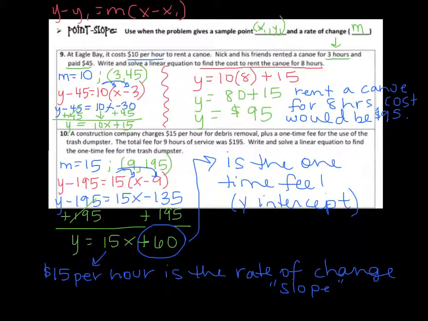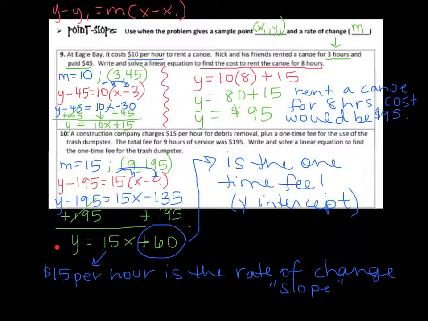So I filled in my values. I have y minus 195 equals 15 times x minus 9. Then I went ahead and I distributed my 15, and that's where this next part of my equation came from. Then to get y by itself, I'm adding 195 to both sides. They cancel here, and I got that negative 135 plus 195 was equal to 60.